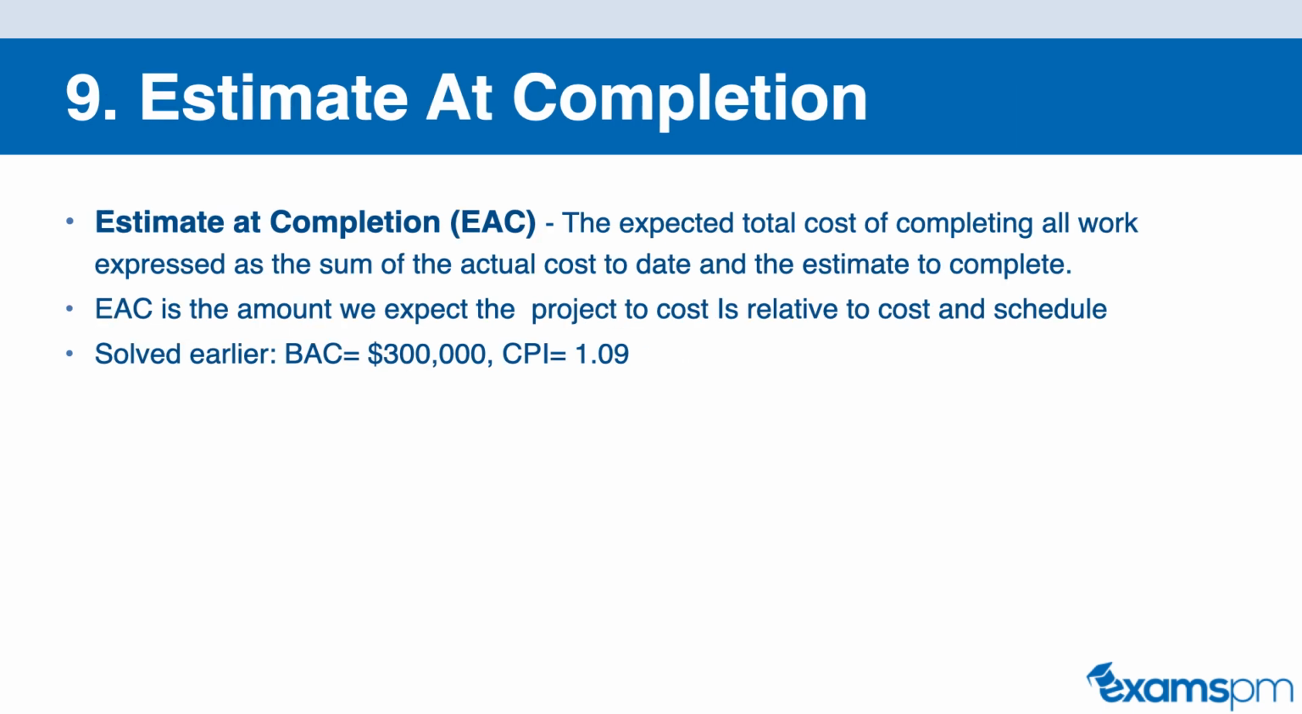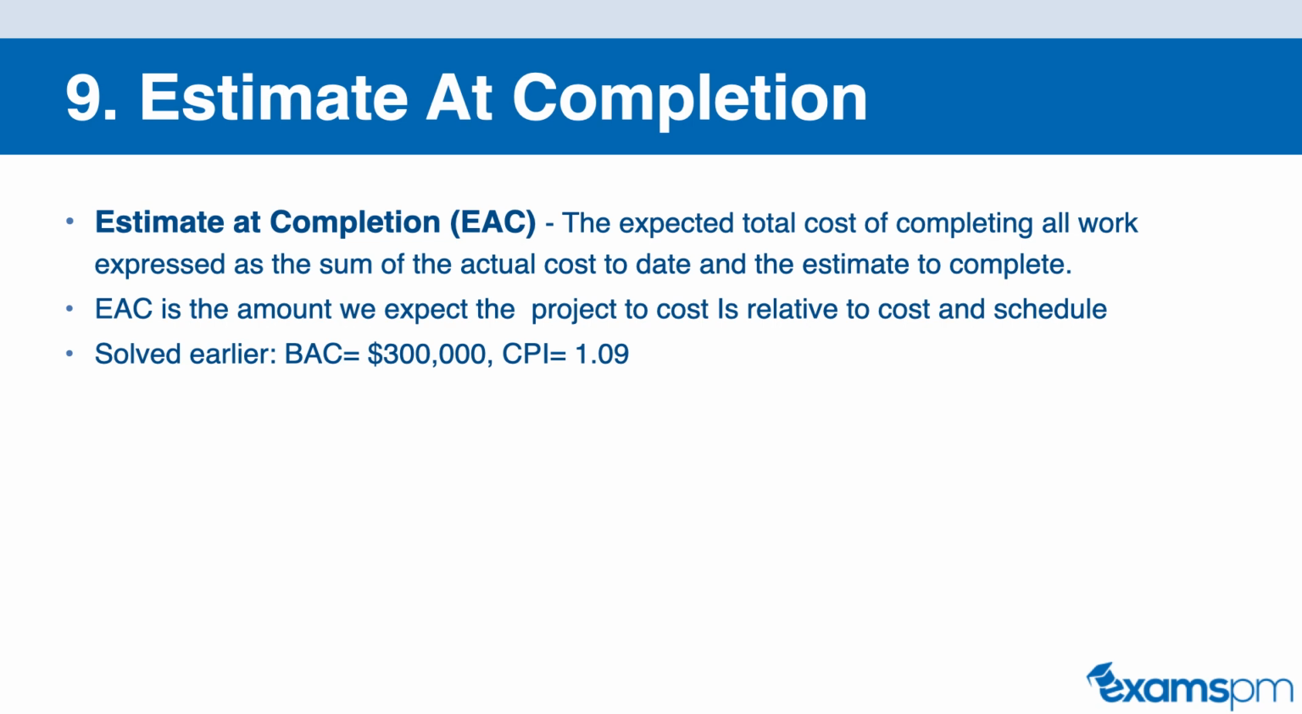Now let's take a look at our 9th formula, and that is EAC, or Estimate at Completion. This is the expected total cost of completing all of the work expressed as a sum of the actual cost to date and the estimate to complete. So in other words, when you are re-estimating at a certain point in your project, your budget at completion may not always be accurate if your cost is less or more than what was expected. So when you're re-estimating at a certain point in your project, you will get your estimate at completion.